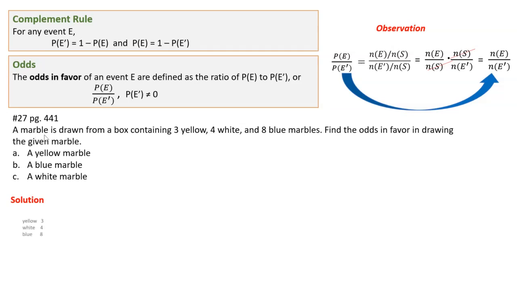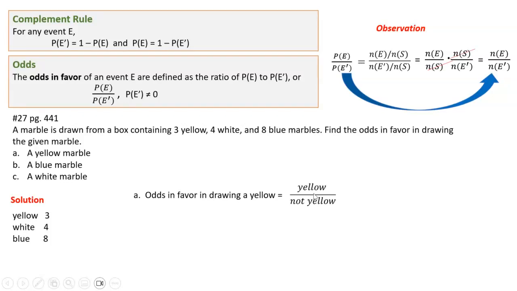So here's my solution. There's the info from this problem here. So the odds in favor of drawing a yellow is going to be yellow over not yellow. So how many are yellow? It's going to be 3 over not yellow, which will be the white and the blue, which is 4 plus 8. So the answer will be 3 over 12, which is equal to 1/4. But you have to write it as odds in favor, which means you have to do it this way. This means 1 to 4. This is the way the answer should be.